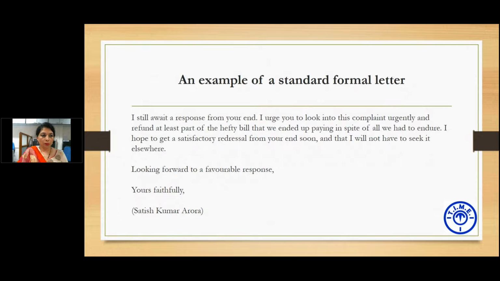You end with saying, the person ends with saying, I still await a response from your end. I urge you to look into this complaint urgently and refund at least part of the hefty bill that we ended up paying in spite of all that we had to endure. I hope to get a satisfactory redressal from your end soon and that I will not have to seek help anywhere else. Okay, so this is how you end, more or less.